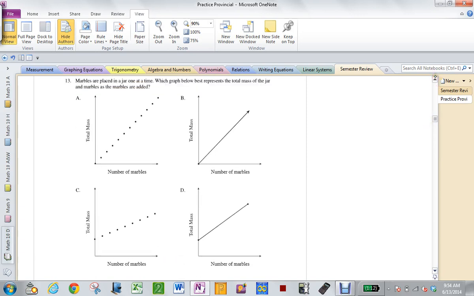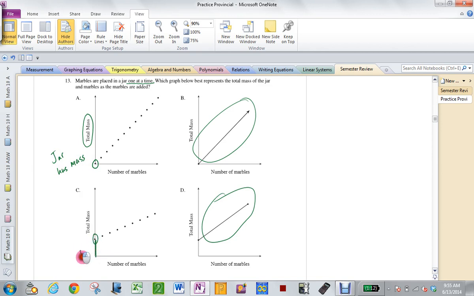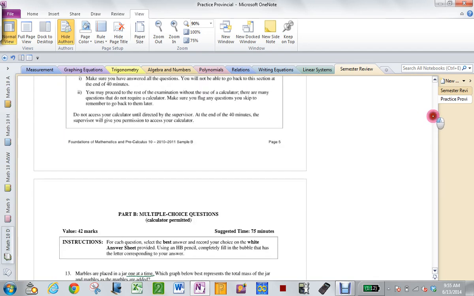Marbles are placed in the jar one at a time. So, which shows the mass of the jar? Well, since the marbles are placed in one at a time, it can't possibly be this one or this one, because these have fractional marbles. So it has to be one of these two. Please notice it says total mass, which means we cannot start at zero because the jar has mass. So we have to start here. This much is the jar. Then we start adding marbles. So it had to be C. That almost tricked me.